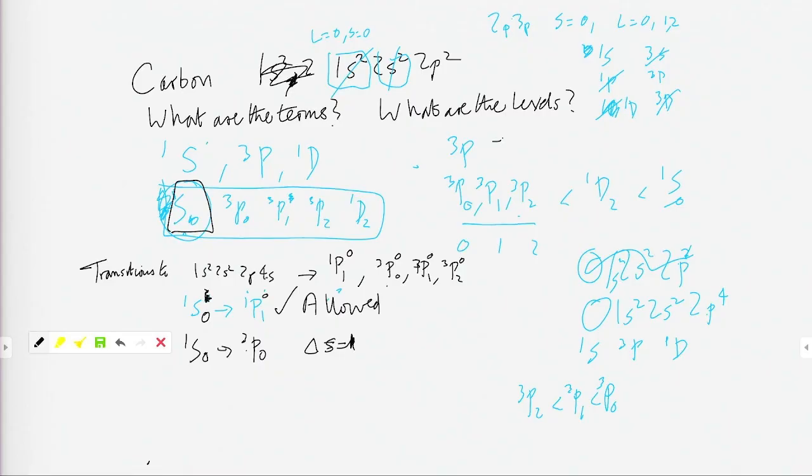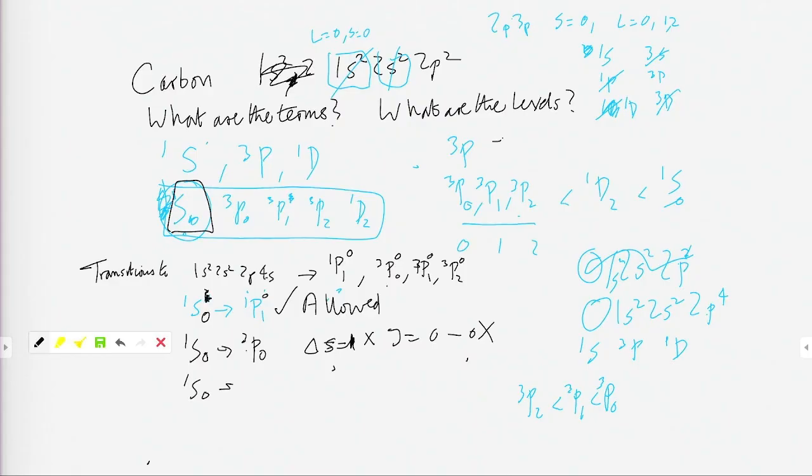How about J? What are the values of J you're doing there? 0 to 0, and whereas delta J 0 is normally allowed, 0 to 0 is a special case that's not allowed. So this would make it an intercombination line, but this makes it forbidden. So this is a strongly forbidden transition. Delta J 0 to 0 is a rigorous selection rule, so you don't get that.